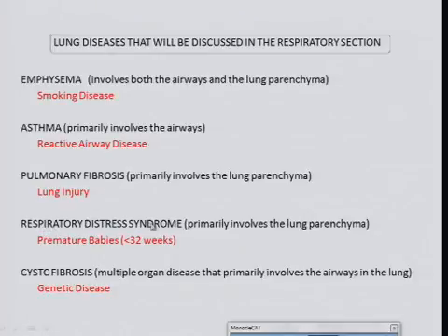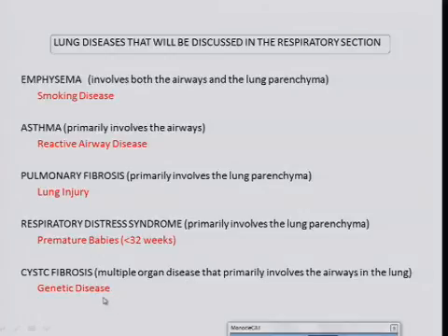Respiratory distress syndrome, also known as RDS, primarily involves the lung parenchyma as well, and this occurs in premature babies, younger than 32 weeks of gestation. So we're going to talk about respiratory distress syndrome, and that's due to an insufficiency of surfactant. And we'll talk about how the alveolar type 2 cells don't produce enough surfactant, and we end up with RDS. We're going to talk about that in much more detail. Cystic fibrosis. It's a multi-organ disease, but it primarily involves the airways in the lung.